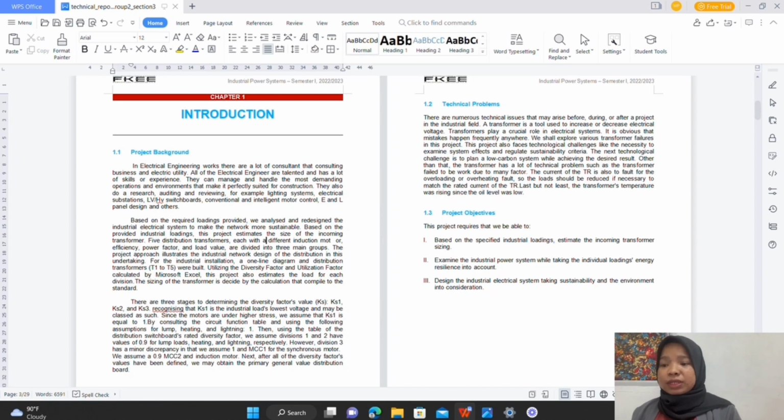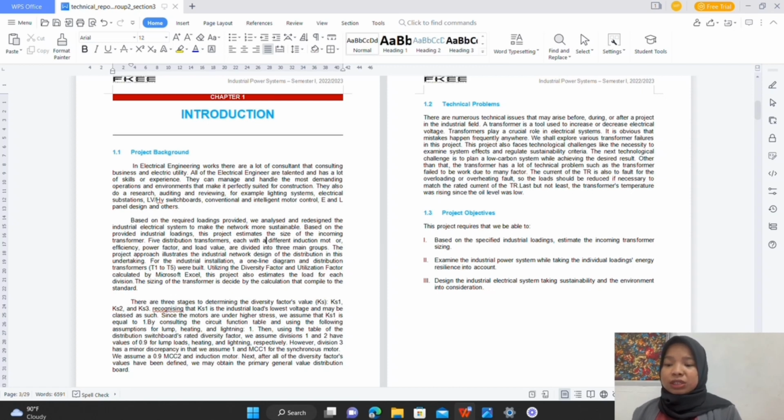In this project, we face technological challenges like the necessity to examine system effect and regulated sustainability criteria. The next technological challenge is to plan a low carbon system while achieving the desired result. Other than that, the transformer has a lot of technical problems, such as transformer failing to work due to many factors, and the current of the TR is also faulty due to overloading or overheating. The load should be reduced if necessary to match the rated current of the TR. Last but not least, the transformer's temperature was rising since the oil level was low.